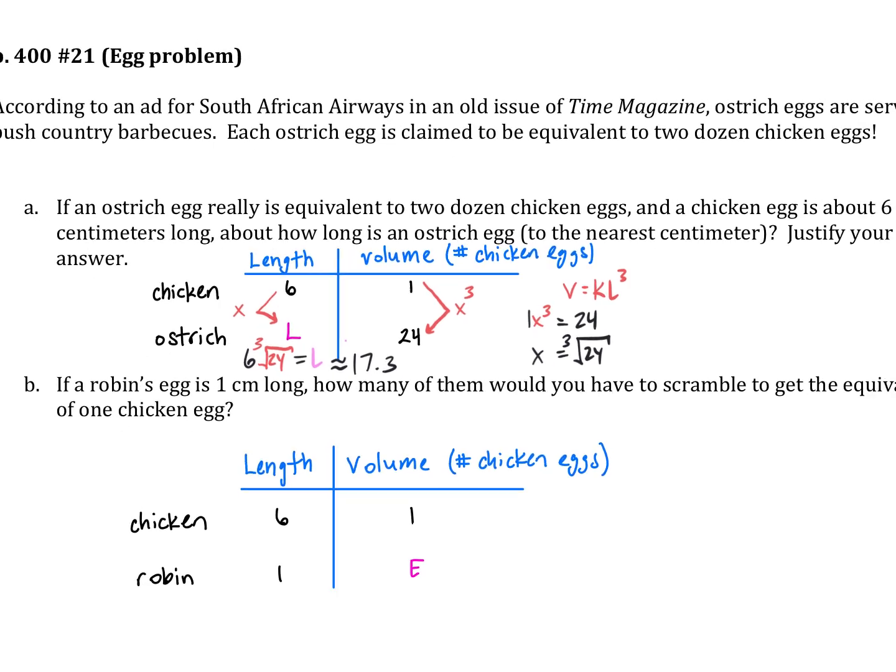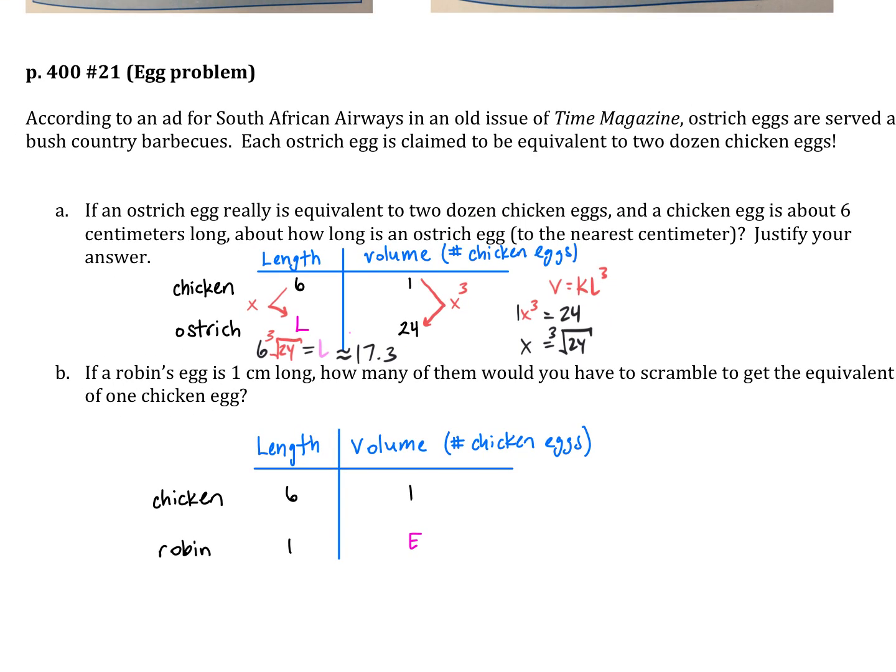So if we answer the question to the nearest centimeter, how long is an ostrich egg? An ostrich egg is about 17 centimeters. Our work is this table. That's good enough for us, okay? So now let's take a look at part B.